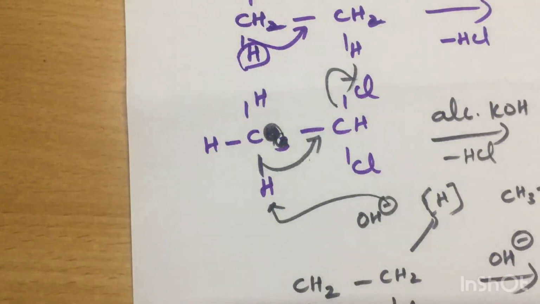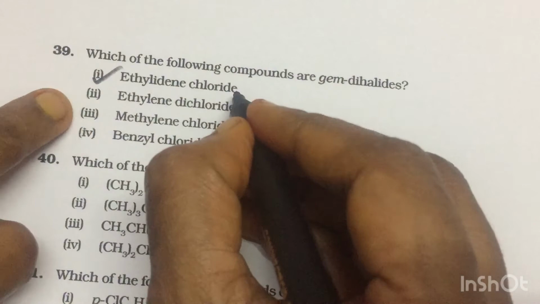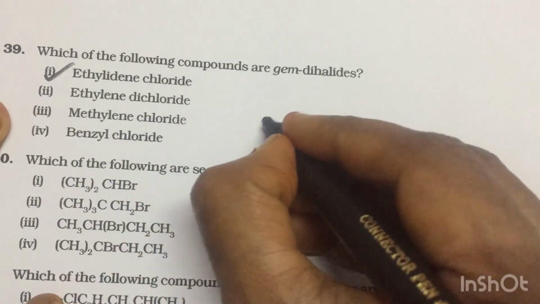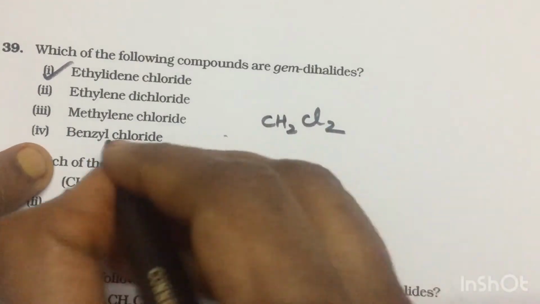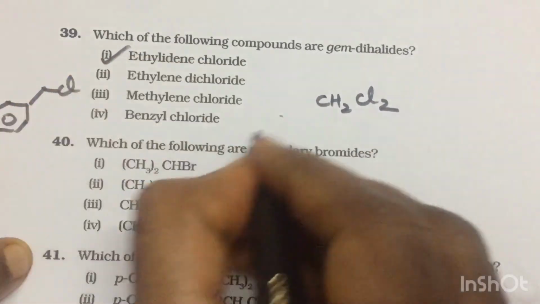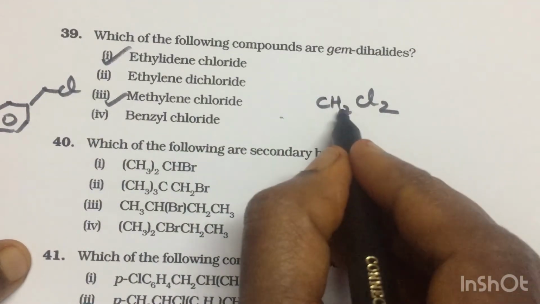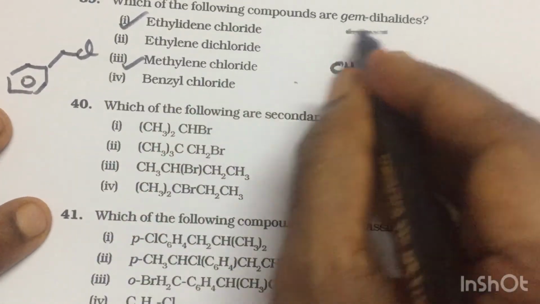So let's quickly finish the rest of the questions. Which of the following compounds are geminal dihalides? So I told you ethylene chloride is a geminal dihalide. Ethylene dichloride, no. Methylene chloride, what is methylene chloride? So this is methylene chloride. And this is benzyl chloride. What is benzyl chloride? CH2Cl. No, yes, methylene chloride is a same carbon atom carries 2 halogens, so it is geminal dihalide.